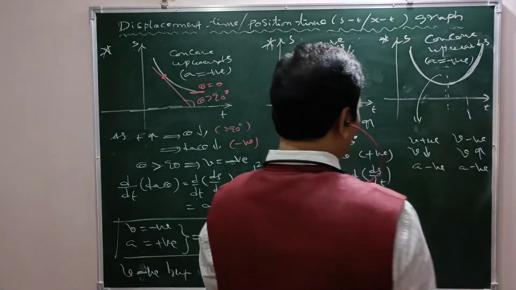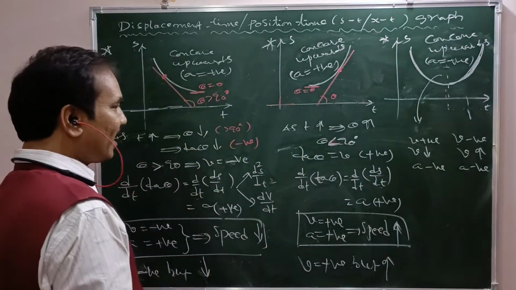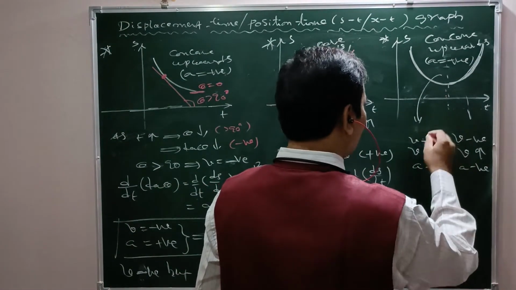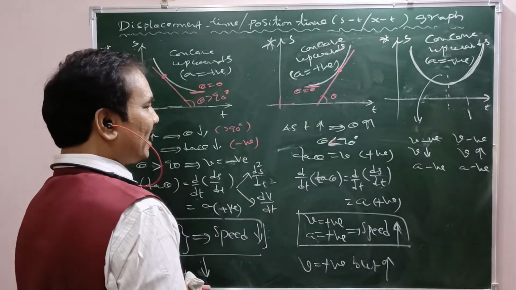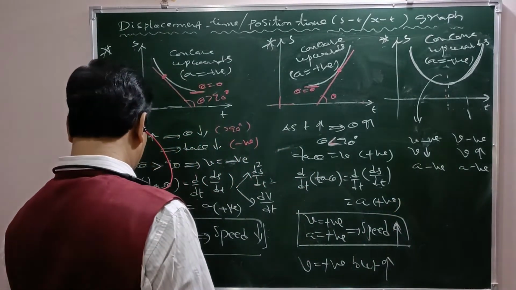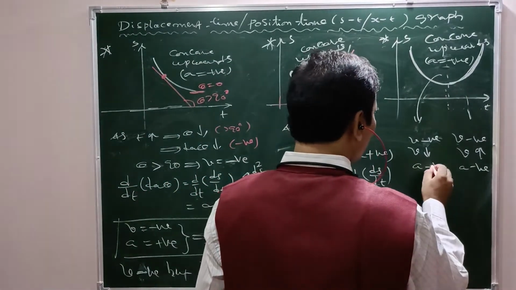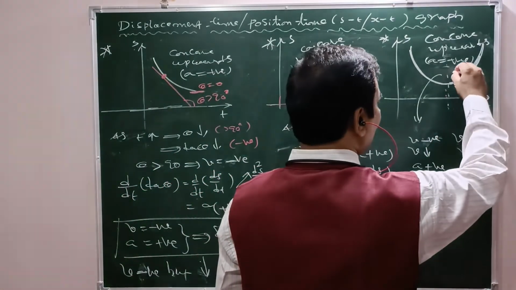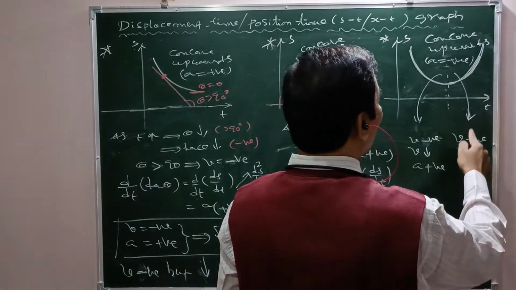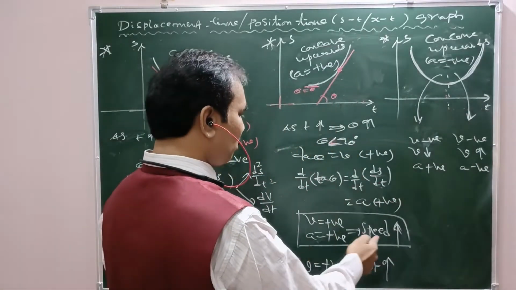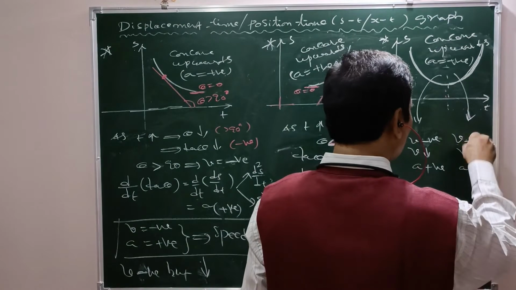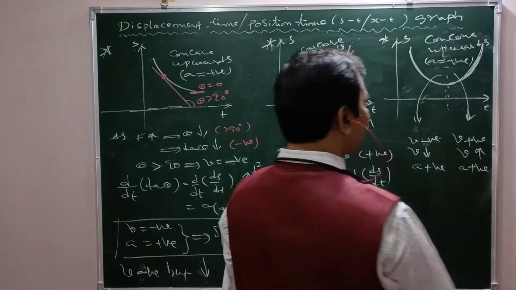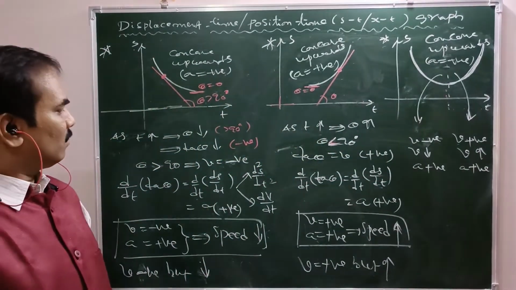For this portion, velocity is negative, right? Here acceleration is positive. Acceleration is positive, right? Now, as far as rest of the portion is concerned, again velocity is positive and increasing. Acceleration is positive, right? Okay.